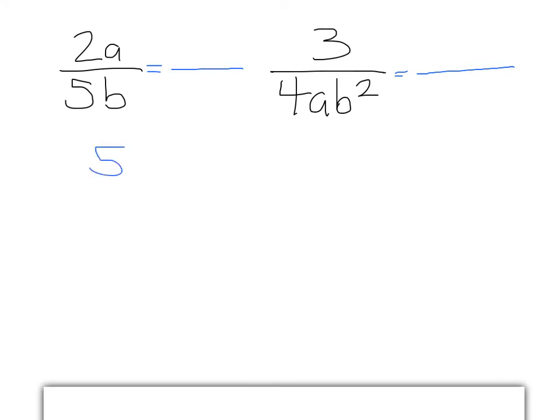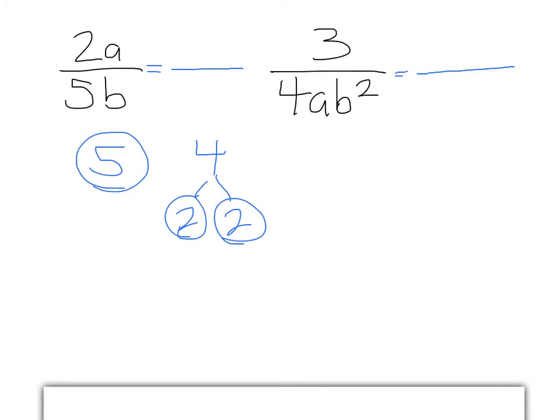All right, so let's start with the numbers. 5. Well, 5 can't factor anymore. 5 is prime, this we know. But 4 can certainly factor. 4 is 2 and 2, each of which are, of course, prime. So therefore, 5b explodes out to 5 times b. And 4ab squared explodes out to 2 times 2 times a times b times b.